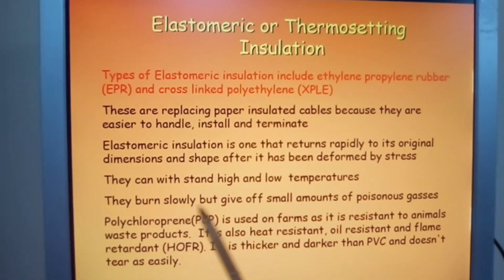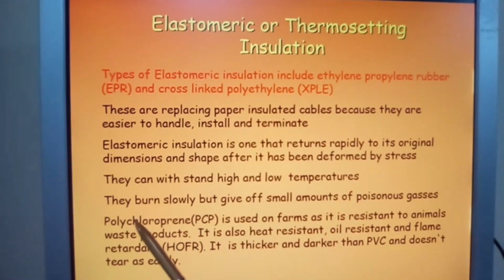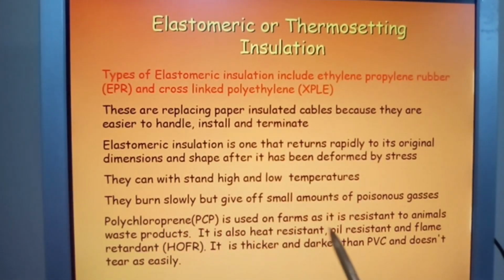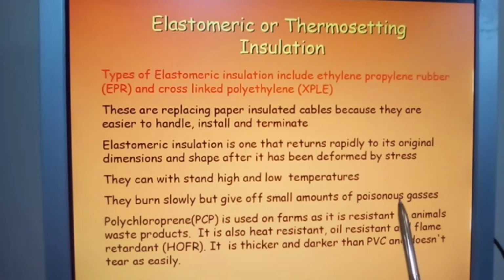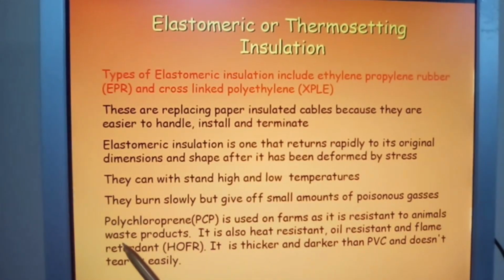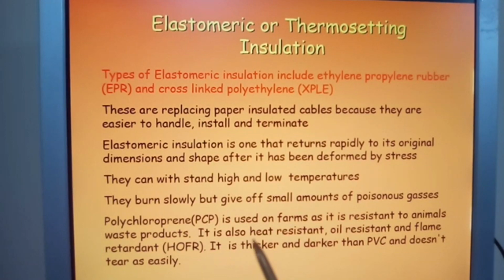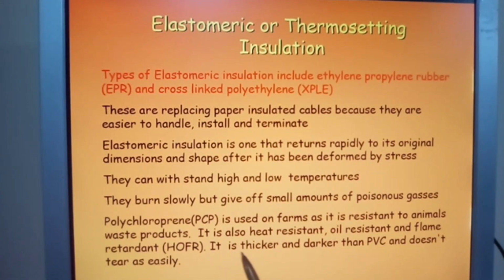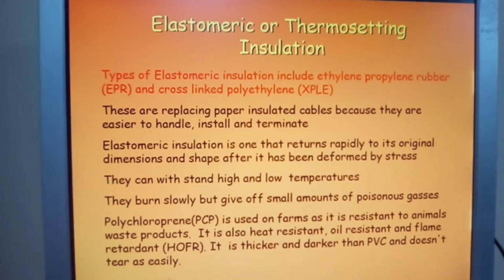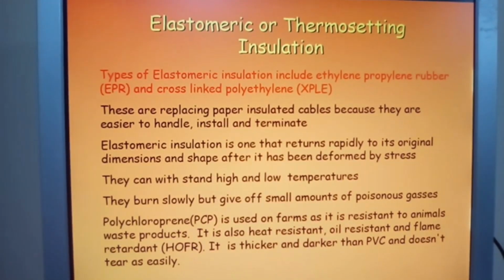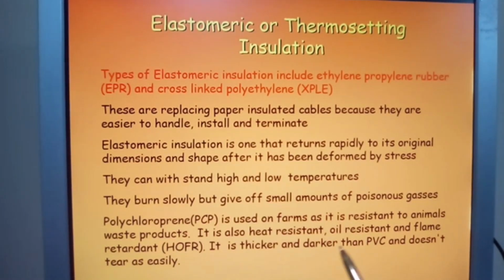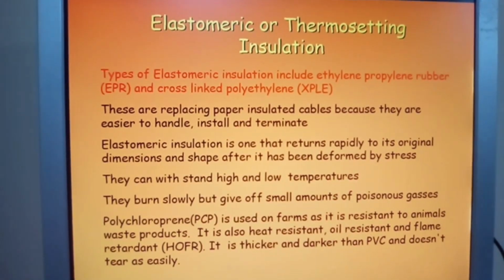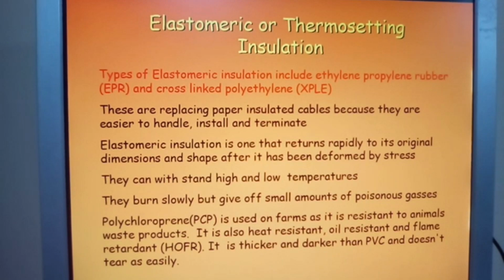Now, they can withstand high and low temperatures. They burn slowly but give off small amounts of poisonous gases. That's if they begin to burn or get overheated. Polychloroprene, PCP, is used on farms as it is resistant to animals' waste products. It is also heat resistant, oil resistant, and flame retardant. HOFR. It is thicker and darker than PVC and doesn't tear as easily. Okay.